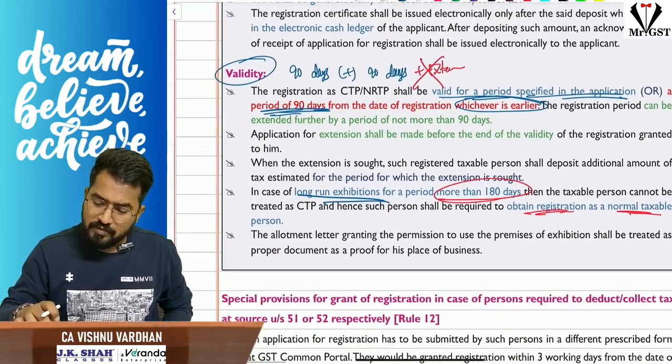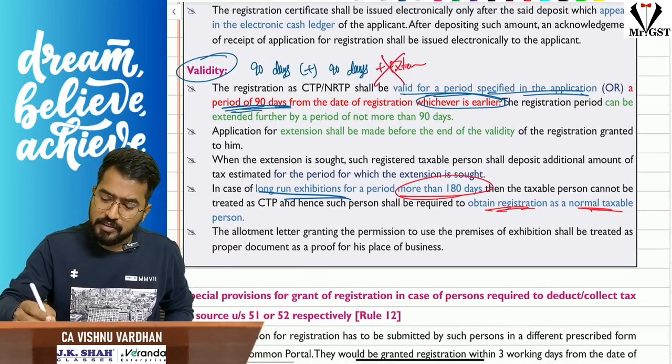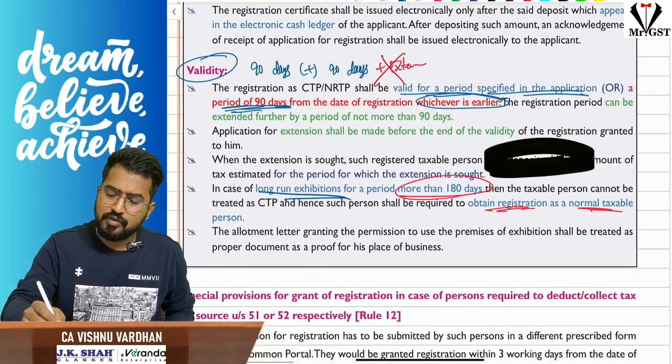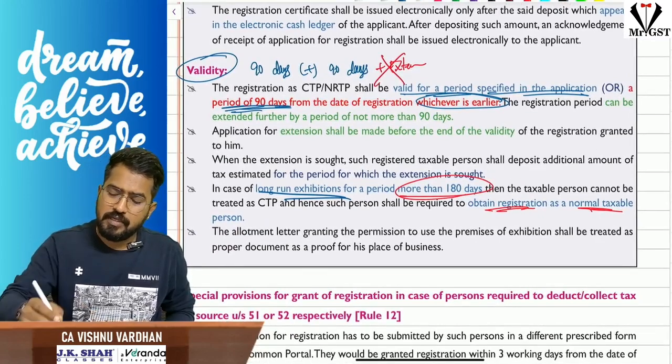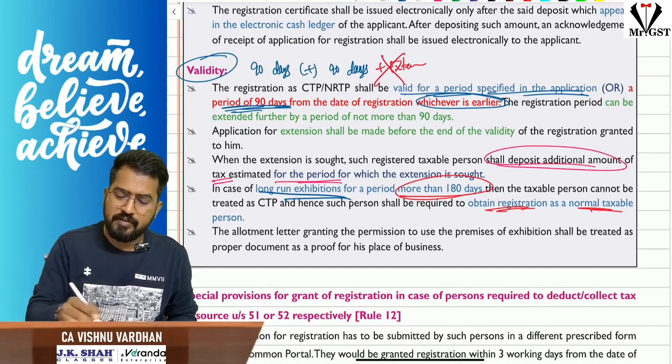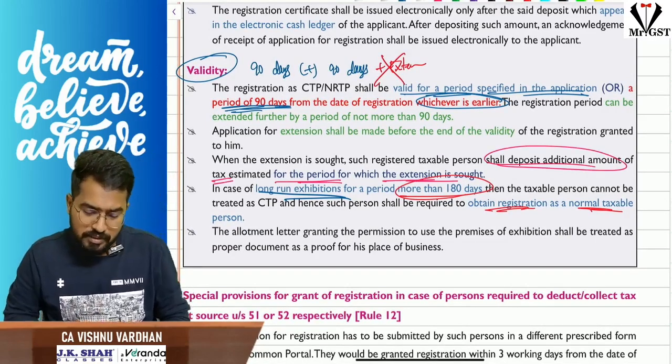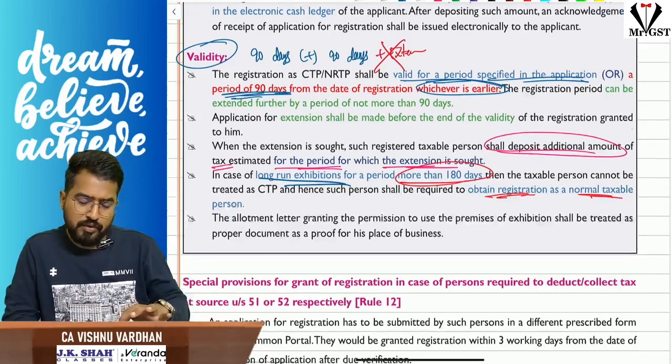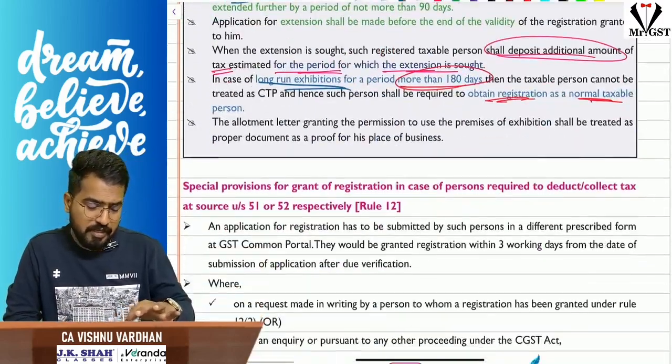So if you are asking for extension, then you should deposit the additional amount of tax estimated for the period for which you are asking for extension. That is also there. Okay, so that is the CTP NRTP registration procedure.